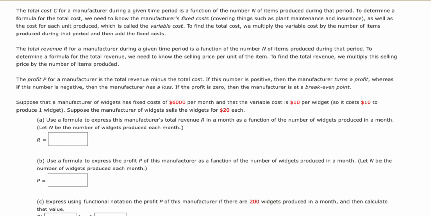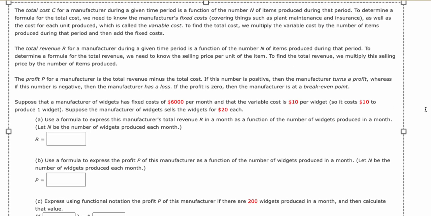So this problem says, suppose a manufacturer of widgets has fixed costs of $6,000 per month. So in any given month, they have to pay $6,000 for rent, employee salaries, and stuff like that. Now, there's a variable cost as well. It costs them $10 to produce every widget. And they're going to turn around and then sell the widgets for more than it costs them to make. They're going to sell them for $20 each.